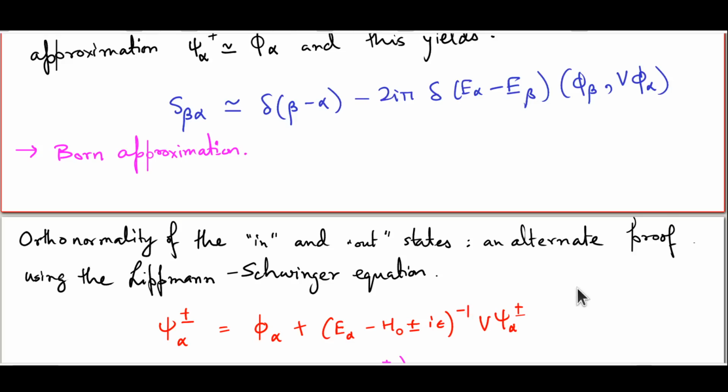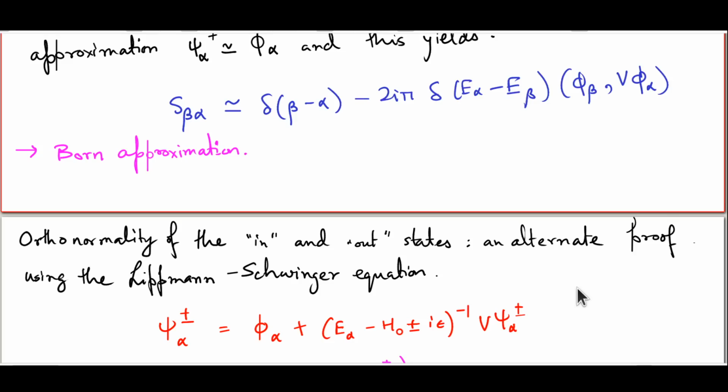As you all must recall, the Lippmann-Schwinger equation simply relates the in and the out states for a given particle label set alpha with the corresponding free particle set by this following equation. Psi alpha plus minus is phi alpha plus a correction because of the perturbation, given by (E alpha minus H0 plus minus i epsilon) inverse acting on V times psi alpha plus minus.